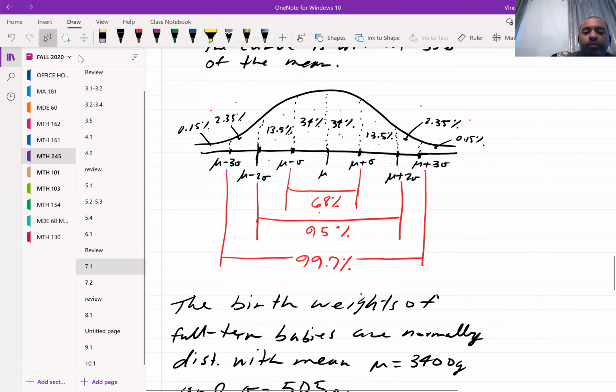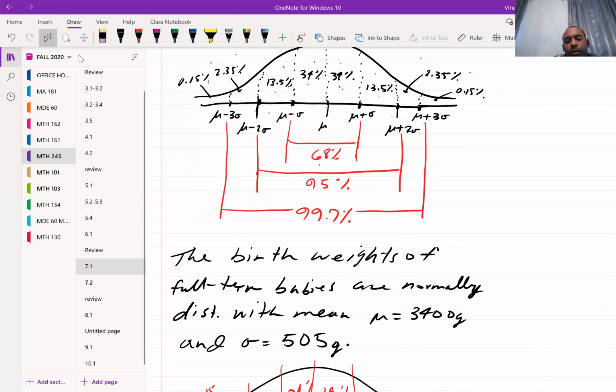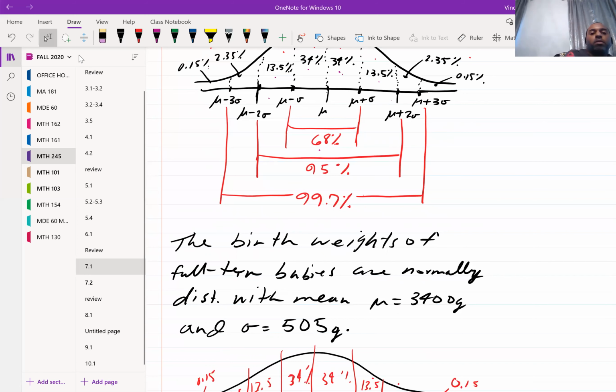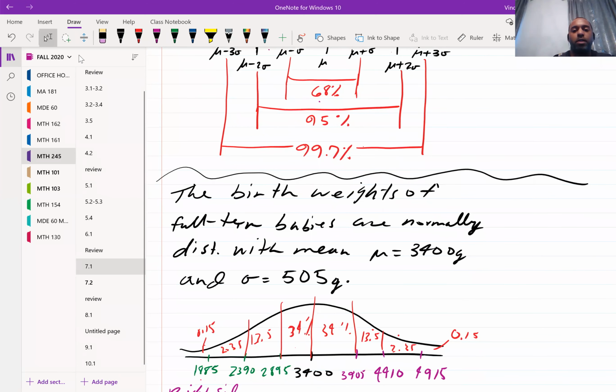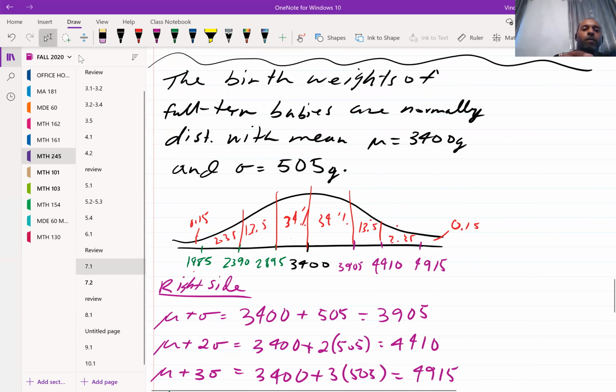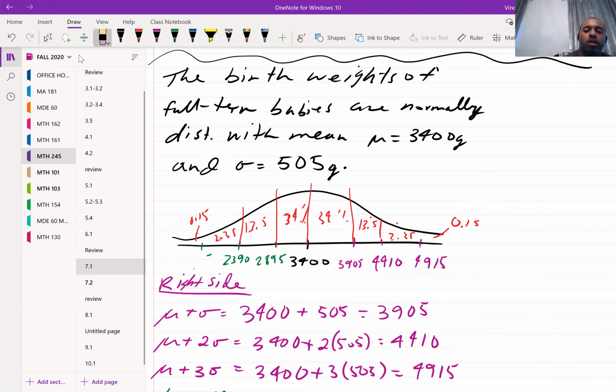All right, so let's look at this next one, or the first example. It says the birth weights of full-term babies are normally distributed with mean 3,400 grams and sigma, the standard deviation, is 505 grams. So just did this to reemphasize that empirical rule process. So don't forget how the empirical rule works.